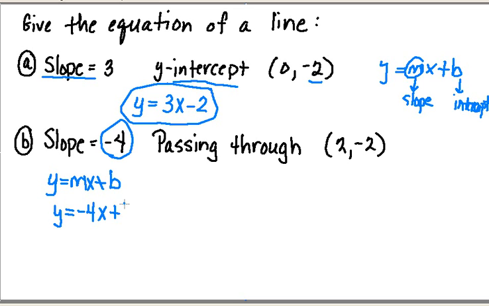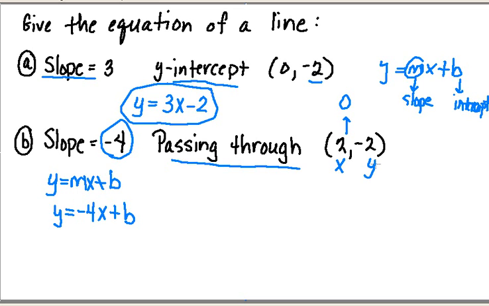But I don't know what b is, so how am I going to find out? b is the y-intercept, but in this case I'm not given the y-intercept. In order for something to be a y-intercept, the x-coordinate has to be 0. In this case I'm given the point (2, -2). So how am I going to find out what b is? Well, I might not have been given b, but I have been given an x and a y. Okay, so my point has an x value of 2 and a y value of -2. So I can take these two values, plug them into this equation, and solve for b.